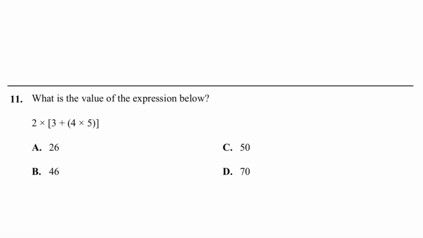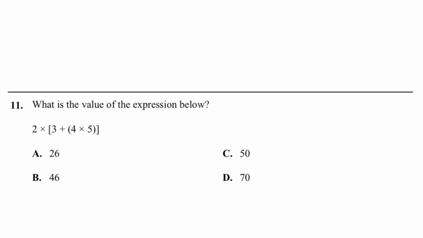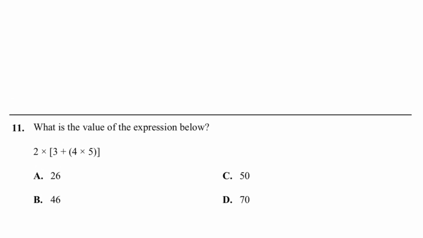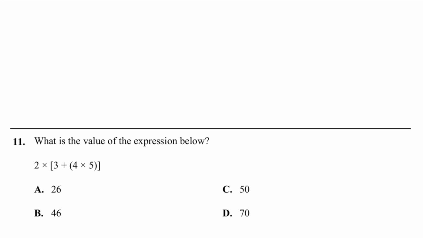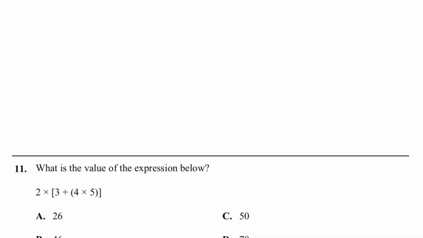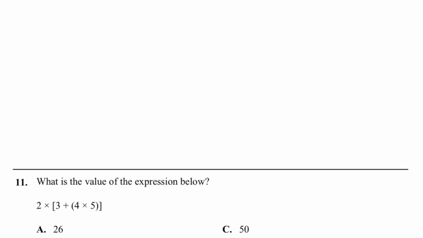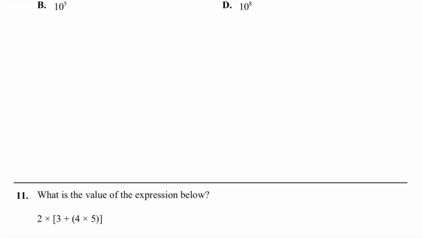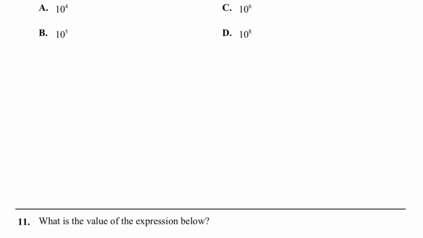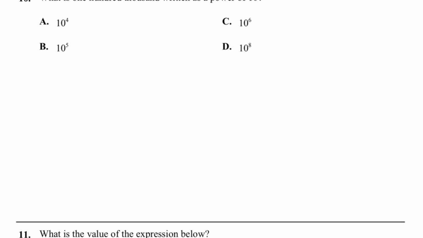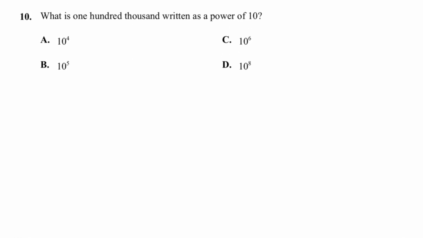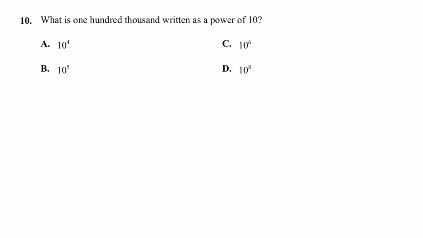Number 10. What is 100,000 written as a power of 10? A. 10 to the 4th power, B. 10 to the 5th power, C. 10 to the 6th power, D. 10 to the 8th power. Number 11. What is the value of the expression below? 2 times 3 plus 4 times 5. A. 26, B. 46, C. 50, D. 70.